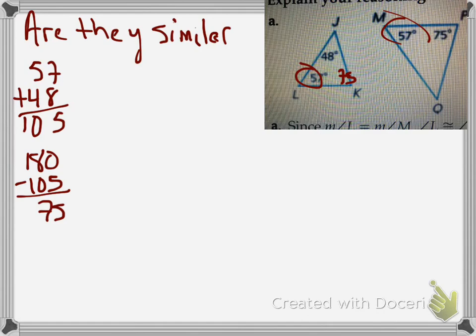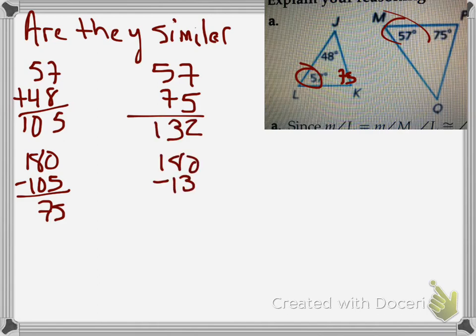Well, that becomes interesting because now I have two angles. I can say angle L and angle M are congruent, angle K and angle P are congruent. Just based on that, I should be able to say these two triangles are similar. But let's try the other one. 57 plus 75 is 132. Subtract that from 180 and you get 48. The angles are congruent.